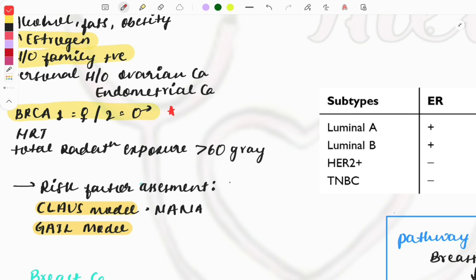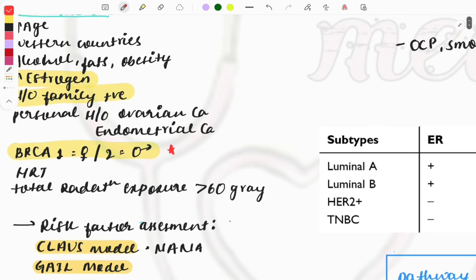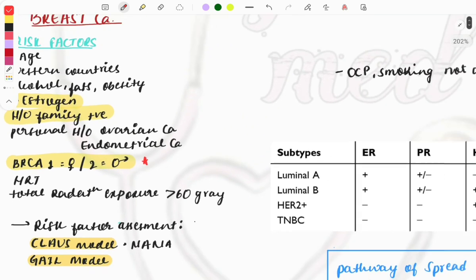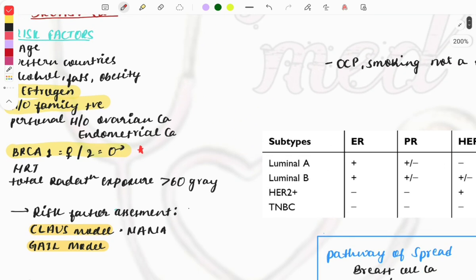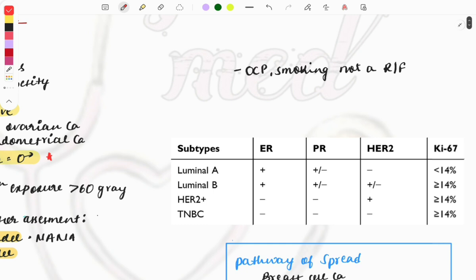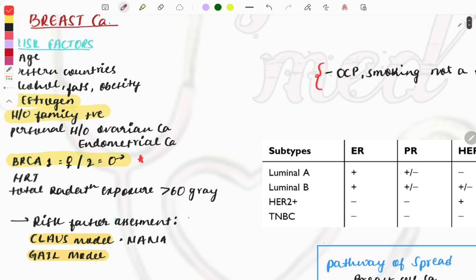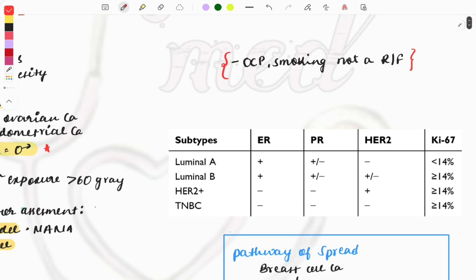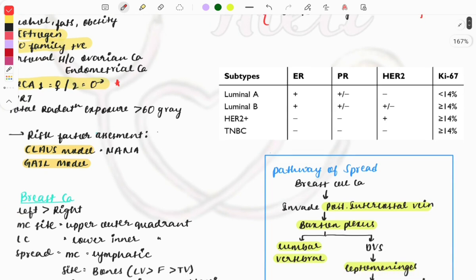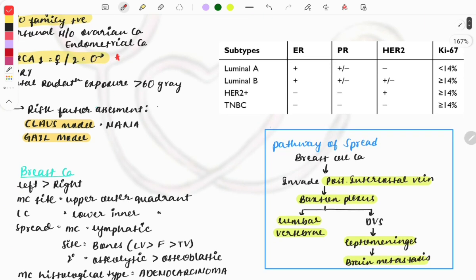Okay, so if it is more than 6 degree radiation exposure, then also a female is most likely to develop breast cancer. So these are the risk factors which you must know. Then another question asked was, OCP is not a risk factor for breast cancer. Okay, so a question like 'which of the following is not a risk factor' was asked in the past year. Then the risk factor assessment, we use two models to assess the risk factor.